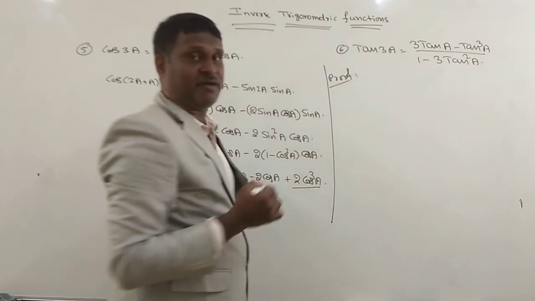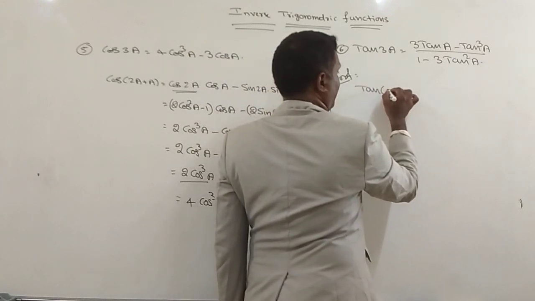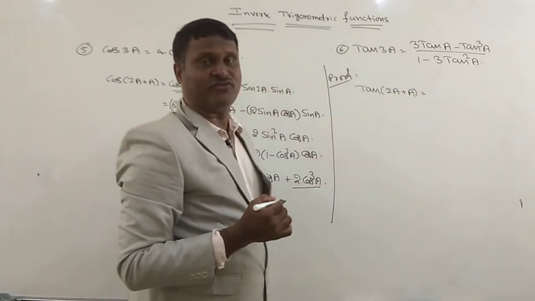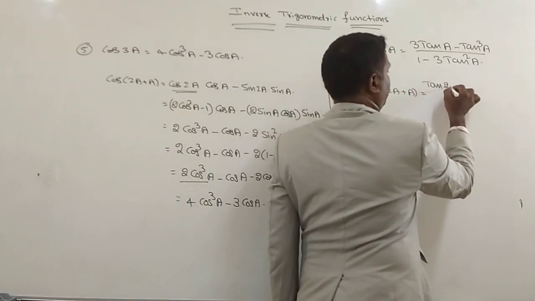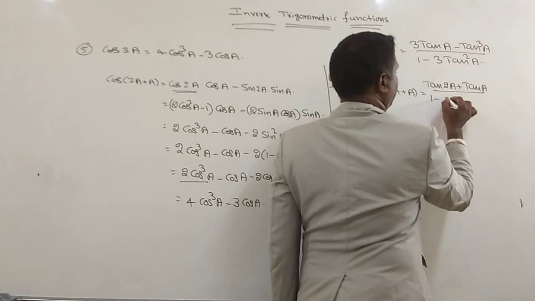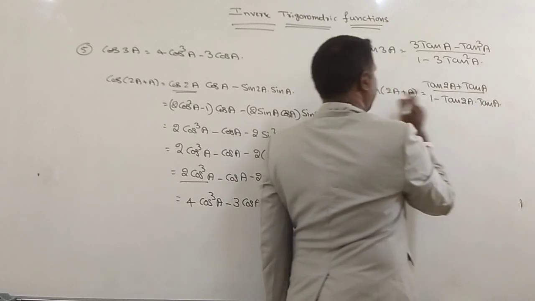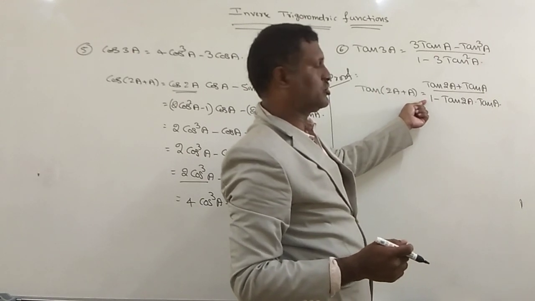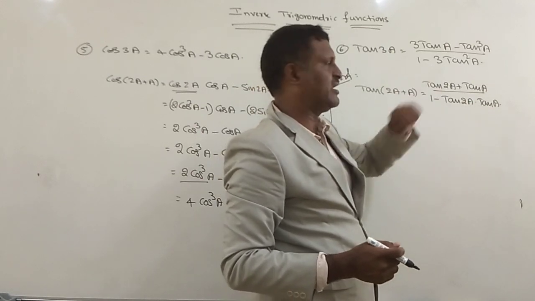Proof of tan 3a. Tan 3a we can write in the form of tan of 2a plus a. So tan of a plus b, using the formula, we can write tan 2a plus tan a divided by 1 minus tan 2a into tan a. Tan 3a I have written in the form of tan of 2a plus a, that equals tan 2a plus tan a divided by 1 minus tan 2a into tan a.